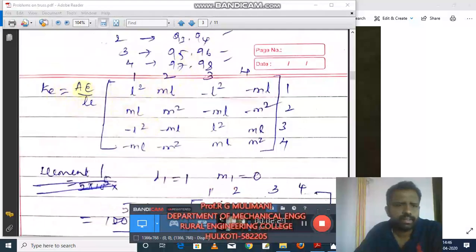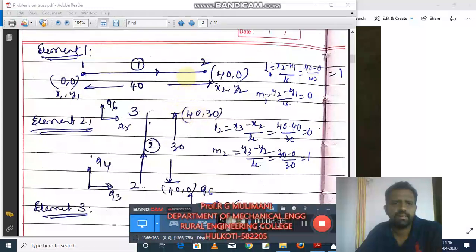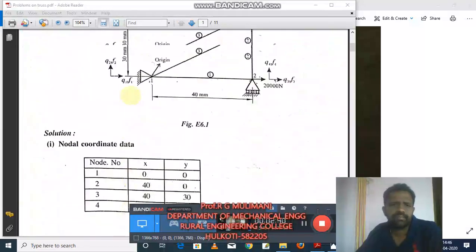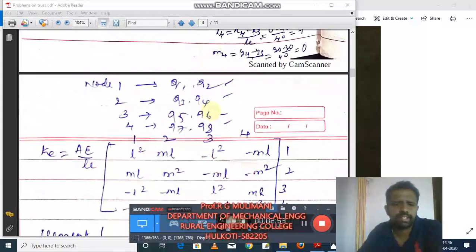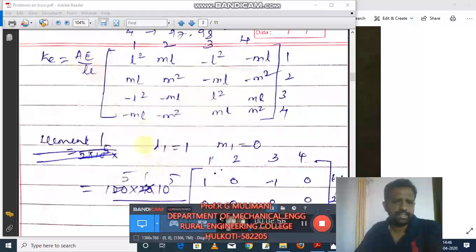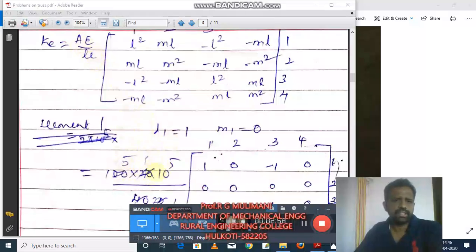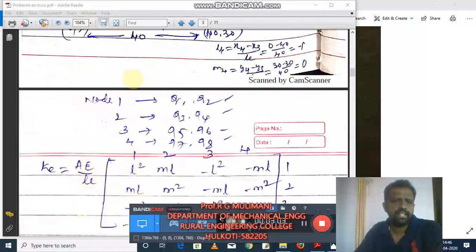To find the stiffness matrix we need the area, Young's modulus, the length of the element and L and M, which are the direction cosines. L and M are already calculated for elements 1, 2, 3 and 4. For element 1, L1 and M1 are 1 and 0. What is given for the area? The area is the same for all the elements and Young's modulus is also the same for all the elements. A is 100 mm square, E is 2 into 10 raised to 5 Newton per millimeter square, divided by LE. LE means the length of the element.